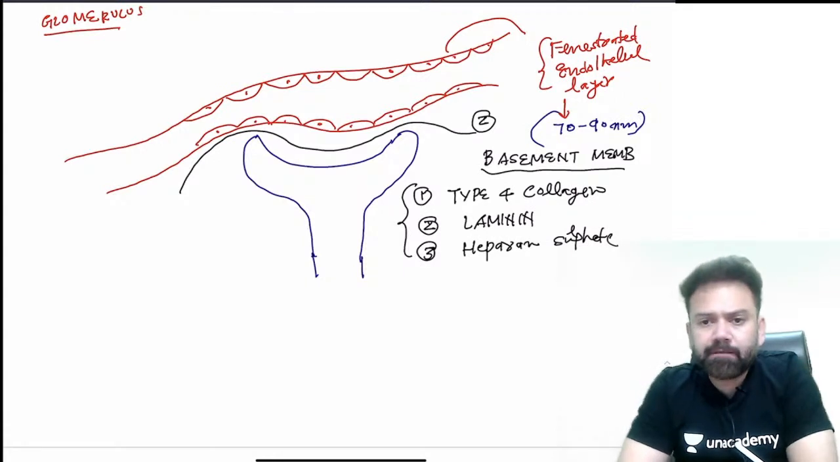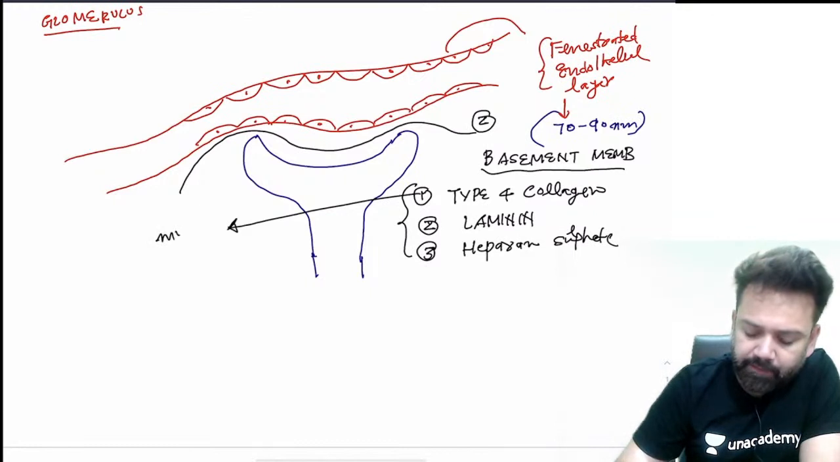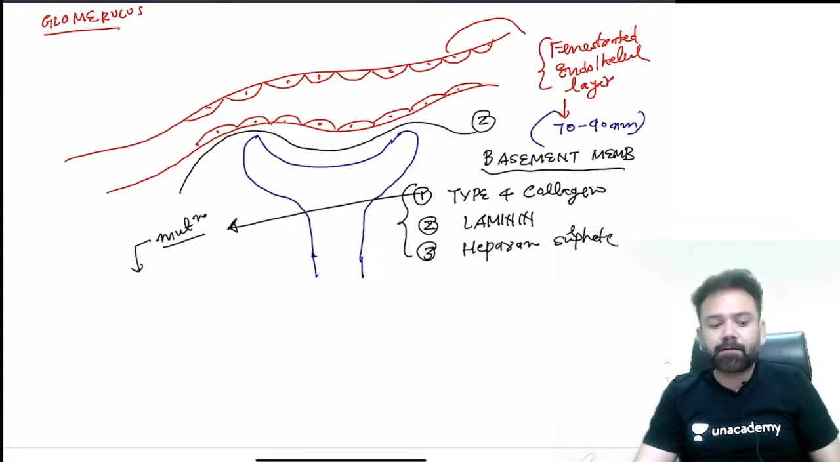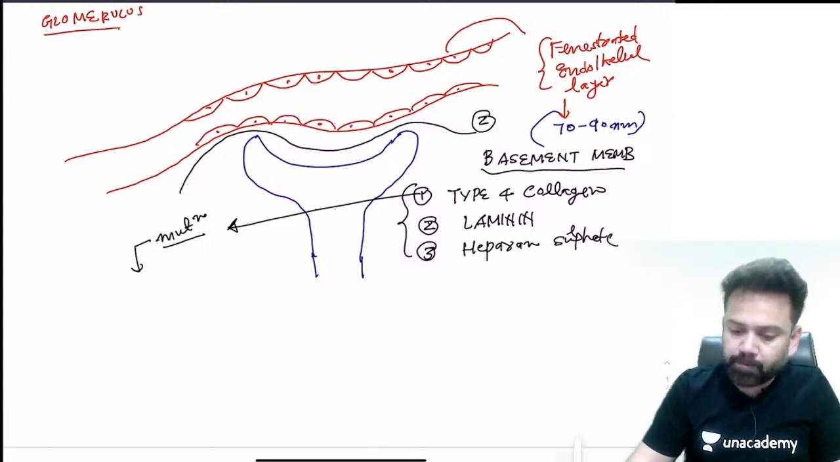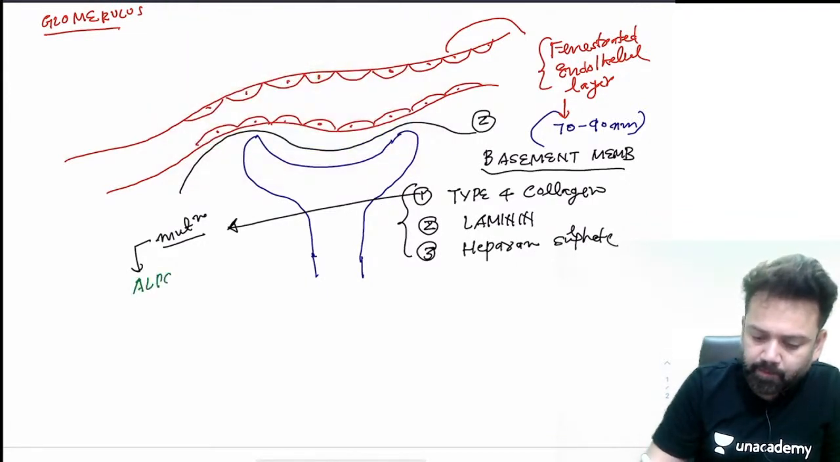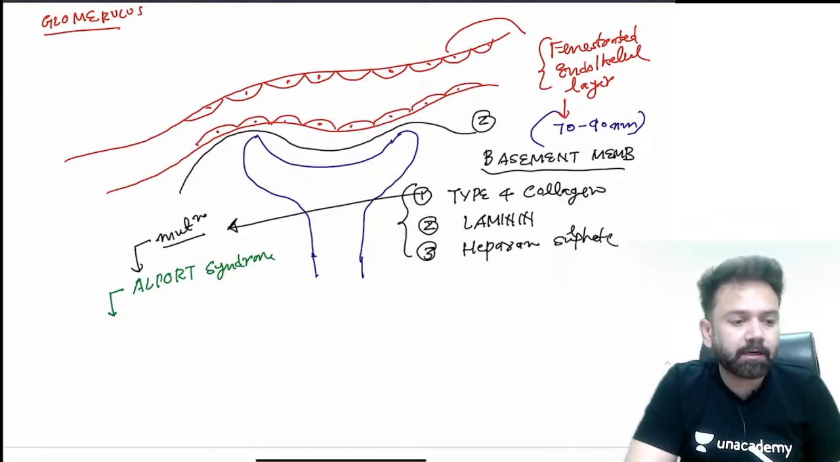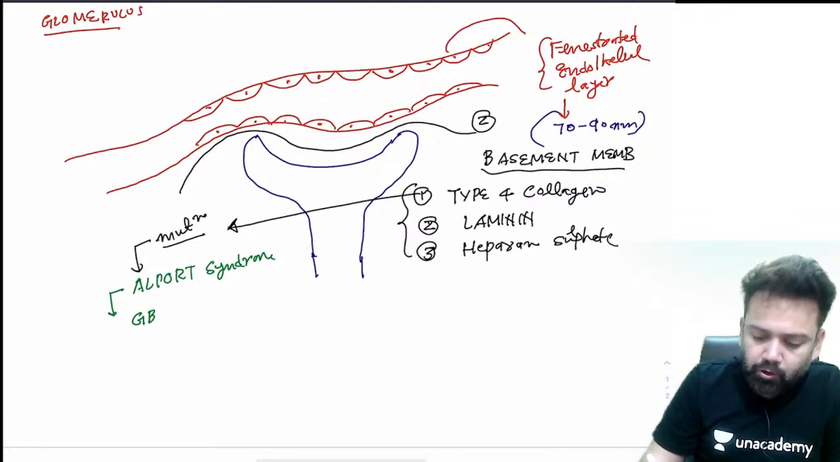Now, if there is mutation of type 4 collagen, what will it cause? It will cause a disease, Alport syndrome. And type 4 collagen is not only in the kidney, but there are other locations as well. One is of course your glomerular basement membrane, second is the lens of the eye, and third is the cochlea.